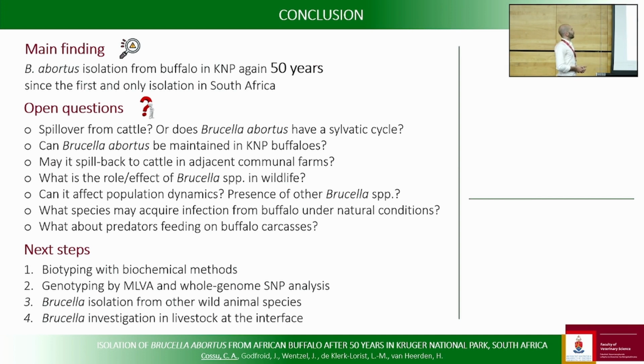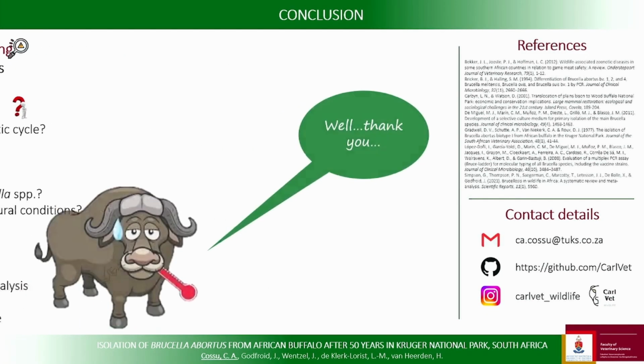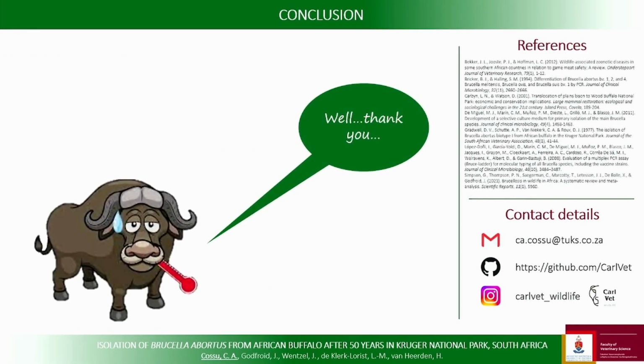So the next steps to clarify most of these questions are, first, biotyping by biochemical methods, genotyping with different molecular techniques, and also attempting Brucella isolation from different wild animal species, not just buffalo, and investigation in livestock at the livestock-wildlife interface. So yeah, here are my contact details, and thanks for your kind attention.